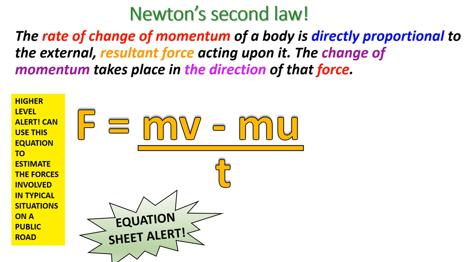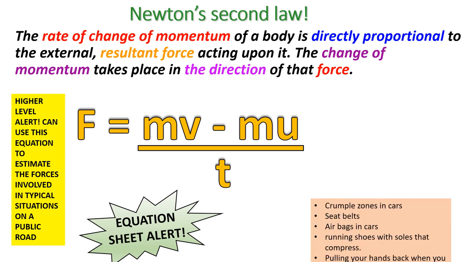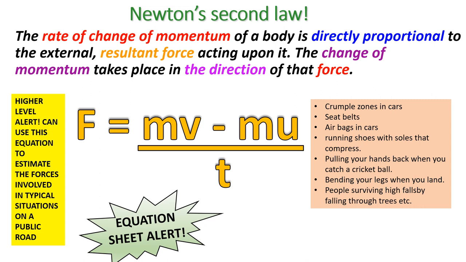So when something stops, there is a change in momentum, usually down to zero, and how quickly that stops decides how much force there is. So this is really important in safety features in cars like airbags, like crumple zones. Very important little bit of the course. Okay, so there's some of the applications from it.